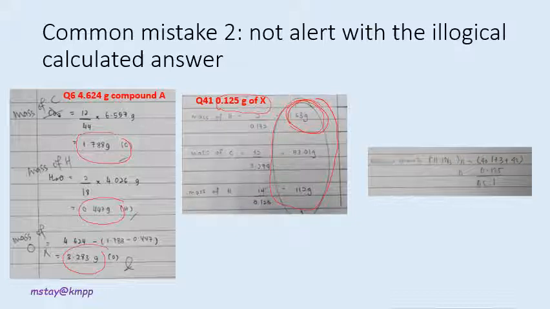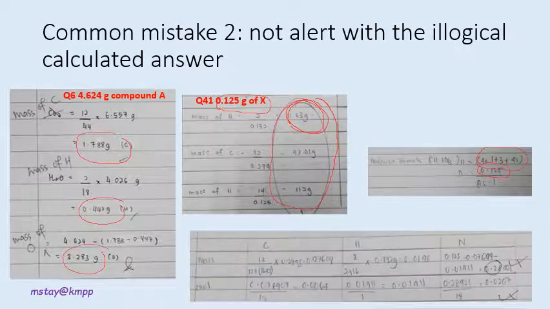Student C, if we total up this 40.1 plus 3 plus 42, it is supposed to be a whole number, but here the student gets decimal places. Student D also, the mass of the compound is 0.125. After you do the minus operation, you notice that your final answer is 0.28, which is greater than 0.125.